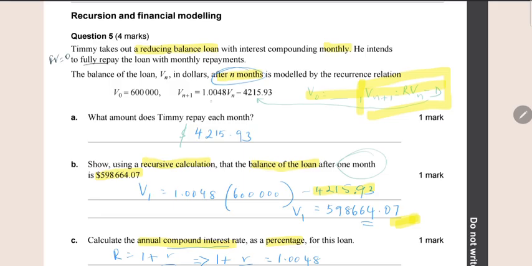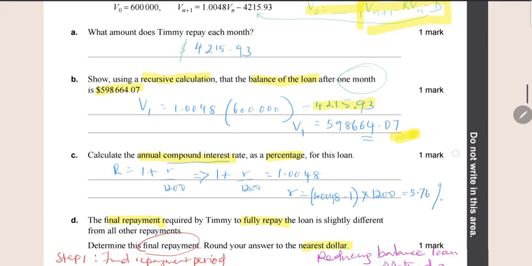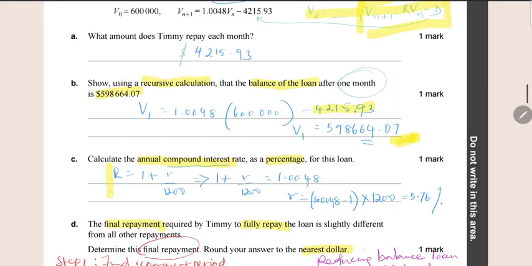They've given you the capital R value. Now we know that R is equal to 1 plus r over 1200, and they are wanting this annual compound interest rate percent. The calculation that gets the mark is this one. It's just basic algebra. 1.0048 take away 1 times 1200, which is 5.76.